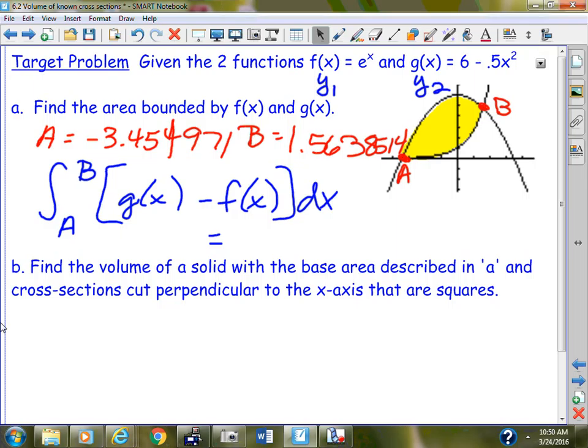Now on this one, rather than asking you to find an area like part A did, notice part B says find the volume. You're finding the volume of a solid that has base area described in A, and cross sections that are cut perpendicular to the x-axis that are squares. Now, volume, that means it's a three-dimensional figure. You're looking at a two-dimensional representation, so you have to be creative. You have to think about this in 3 dimensions. It says that this is the base.